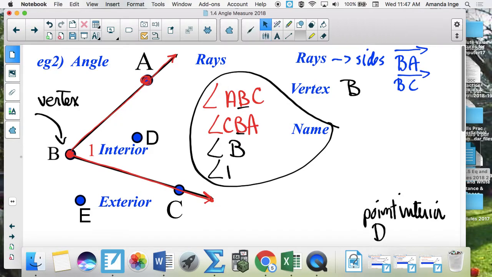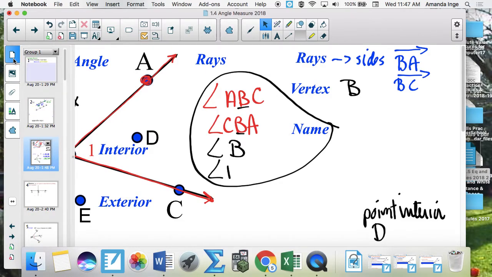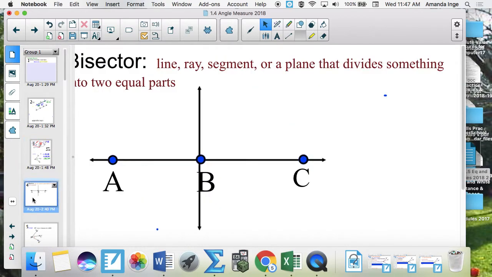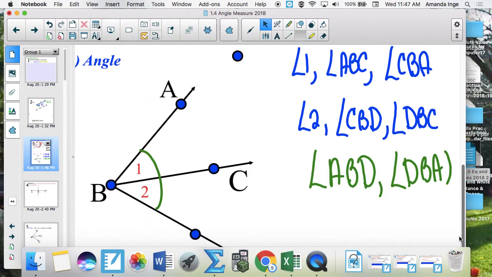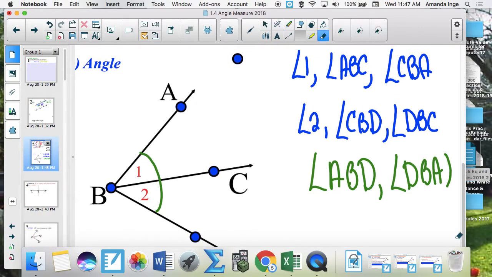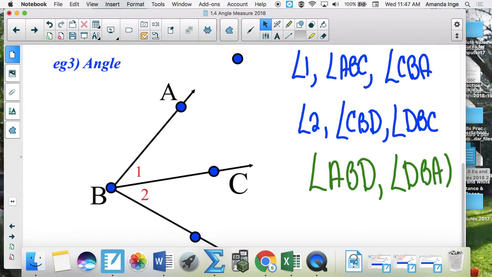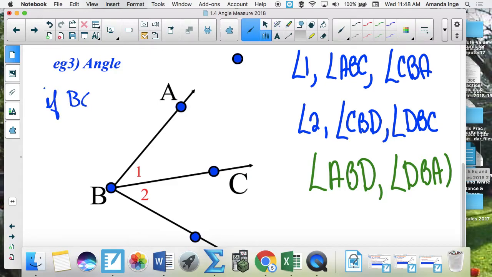All right. So an angle is made up of two rays that have a common endpoint. We also have what we call angle bisectors. We talked about bisectors the other day. We said a bisector was either a line, a ray, or a segment that divides something into two equal parts. So if ray BC is an angle bisector, what does that mean? It means that that ray divides that larger angle into two equal angles.